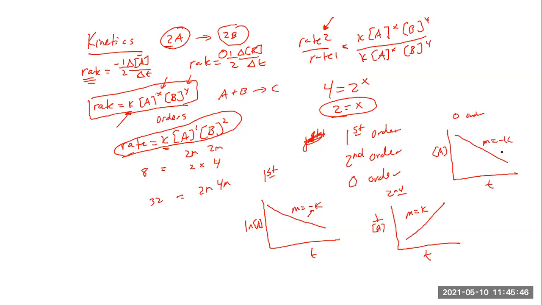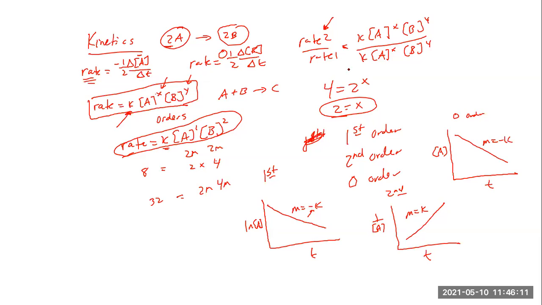And again, these are the three common graphs that we associate with those orders: first order, second order, and zero order. And obviously, if you were doing more of a graphical approach, you would look for whichever one was the most linear, the most straight line. And you could use the slope to figure out the rate constant. Any questions on anything we were talking about so far?